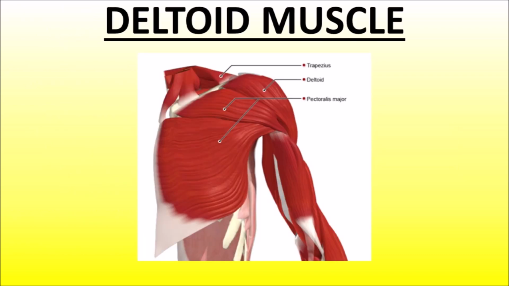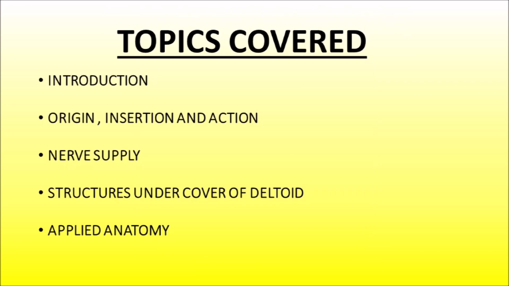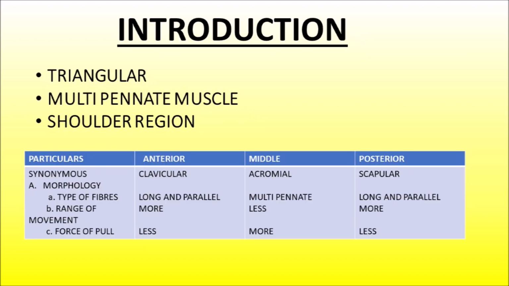Now, let us discuss the deltoid muscle. The topics covered under deltoid muscle will be its brief introduction, details about its origin, insertion and action, nerve supply, structures under cover of deltoid and applied anatomy. Now, let us start with the introduction of deltoid.